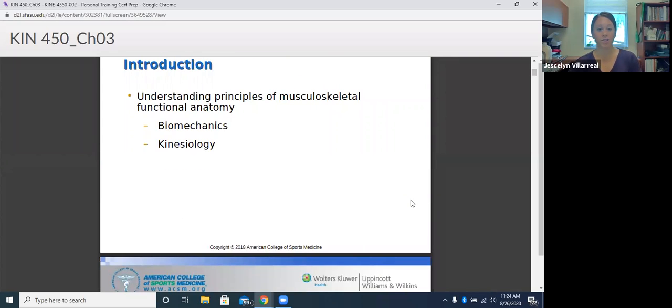So two definitions that you'll need to know: biomechanics and kinesiology. These are the disciplines primarily involved with describing and understanding human movement. So both of those go hand in hand. Biomechanics is the study and cause of motion of living things. And then the kinesiology portion is the study of the mechanics of human movement.